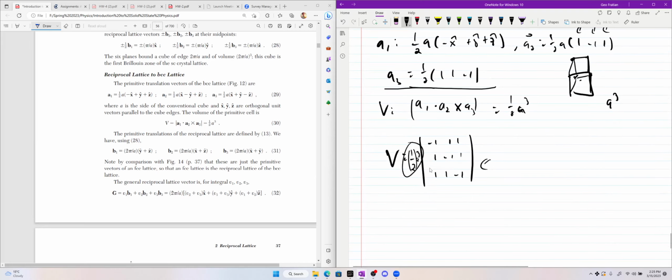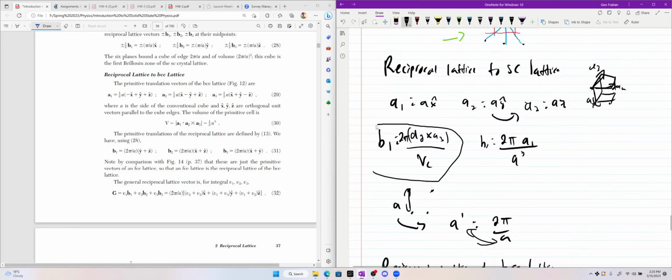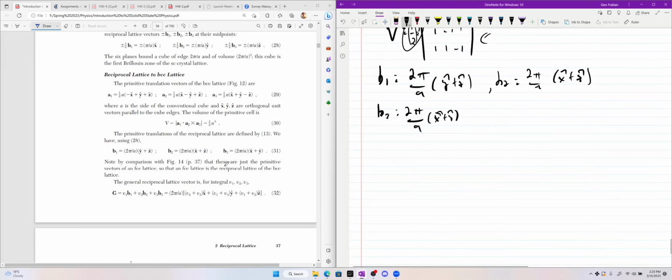Okay, so then we get this expression that b1 is 2 pi over a of y hat plus z hat. b2 equals 2 pi over a x hat plus z hat. And b3 equals 2 pi over a x hat plus y hat. And these are all from the same expressions we saw before, this one right here. Where what you do is, for b2, it would be 2 pi a3 cross a1 over Vc again, and so forth. It's kind of like the Levi-Civita symbol, like cyclic permutations.